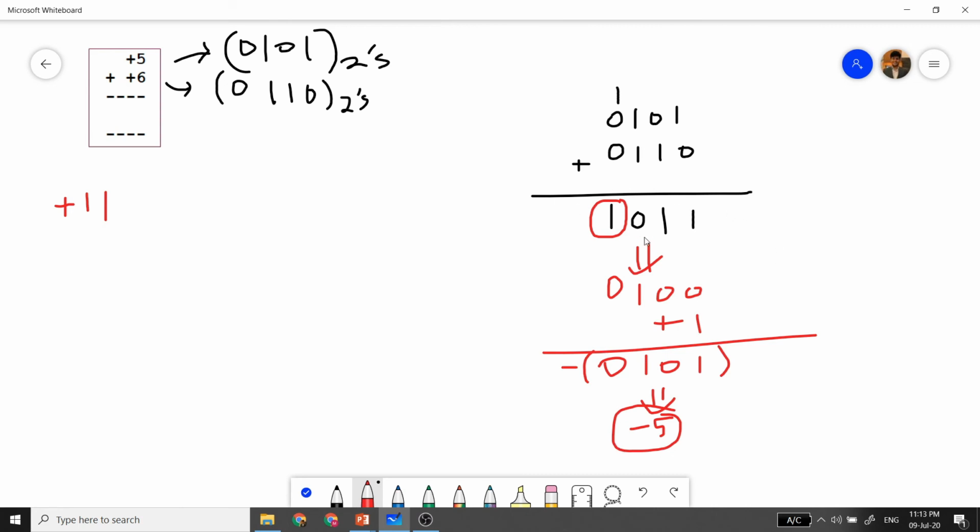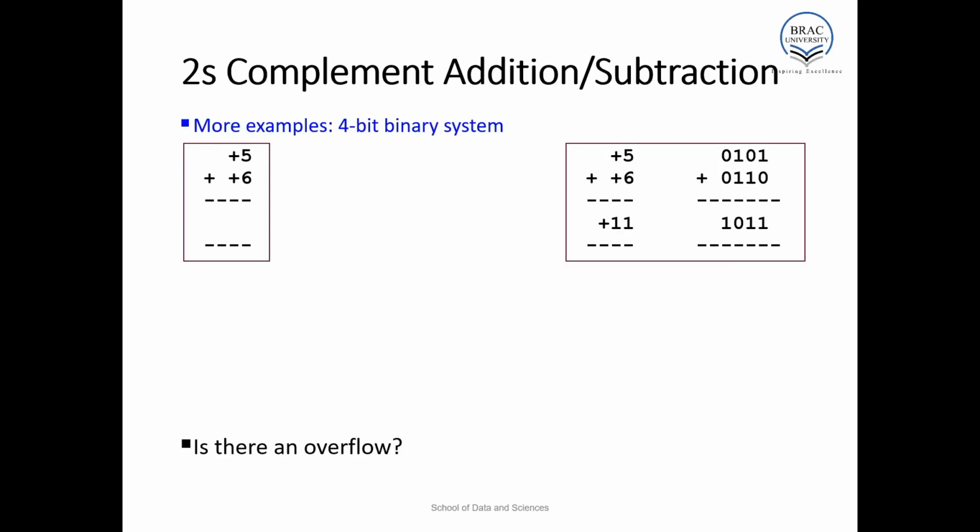So you can just stop right here in this step and say there has been an overflow and declare that there will be an error in the answer. Let's check our answer. As you can see, our answers matched and there is an overflow. Next example, and the last one.